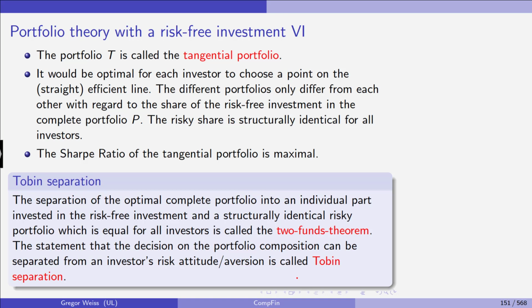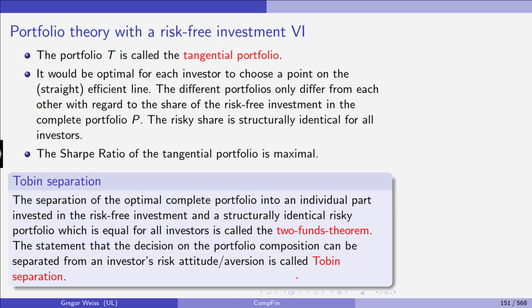Everyone still has a different risk aversion, different preferences, but he or she will now say, okay, I have to invest more or less in the risk-free investment and the portfolio, but everyone is buying the same portfolio. And the Tobin separation is actually the foundation of passive portfolio management.